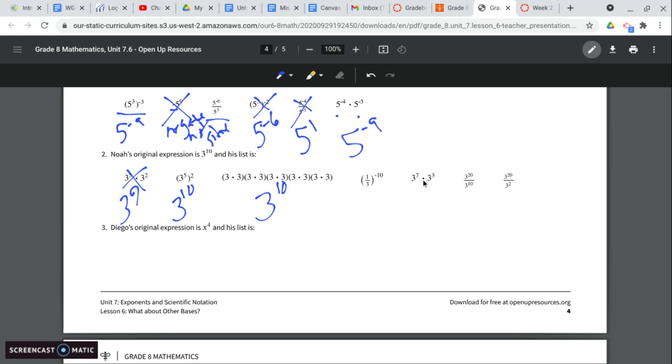The next one, 3 to the 7th times 3 to the 3rd, if we add those together, we get 3 to the 10th. And this one here, if we take 3 to the 20th divided by 3 to the 10th, subtract those, 20 minus 10 is 3 to the 10th. And this one here, subtract again, 20 minus 2 is 18, not 10.